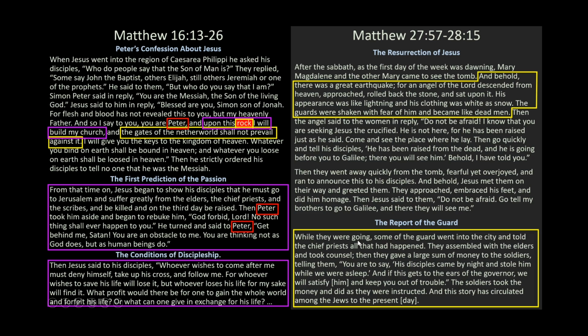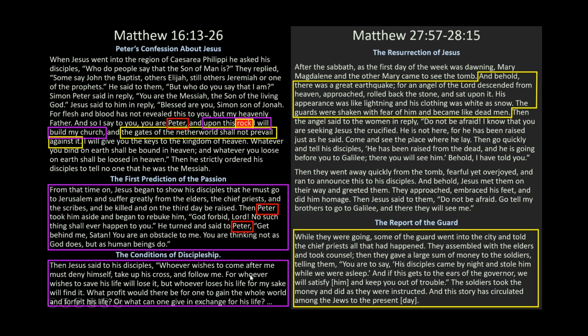And we can go right away back to the second part of the report of the guard: while they were going, some of the guard went into the city and told the chief priests all that happened. So the chief priests pay off the guards, and it's a big cover up and failure. They go away with their tails between their legs, basically. And this is going to be different.